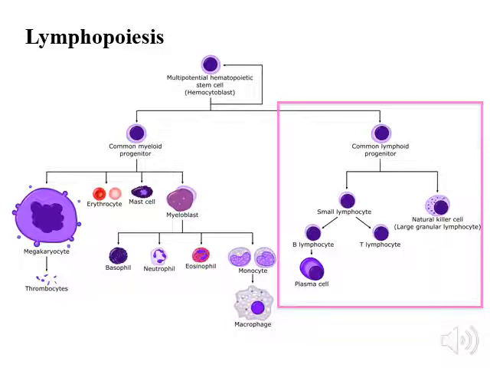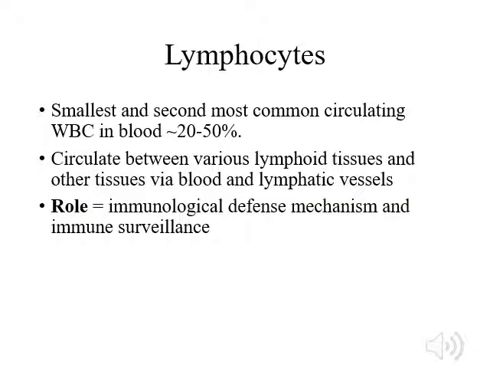So unlike other blood cell types, lymphocytes also proliferate outside the bone marrow. This occurs in the tissues of the immune system in response to specific immunological stimulation. The lymphocyte, whether it's B or T lymphocyte, is the smallest and second most common circulating white blood cell in the blood. So it represents about 20 to 50% of circulation. It circulates between various lymphoid tissues as well as other organ tissues via the blood and the lymphatic system. Its role is in the immunological defense system and immune surveillance.